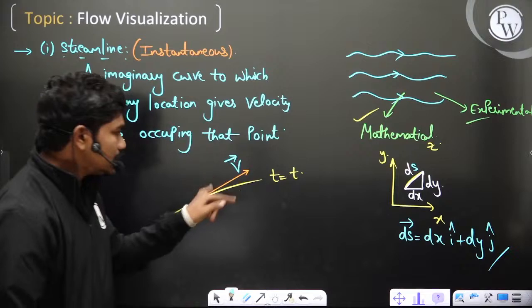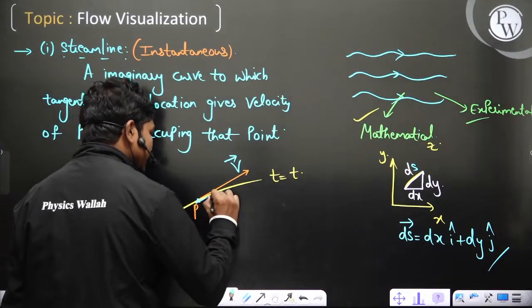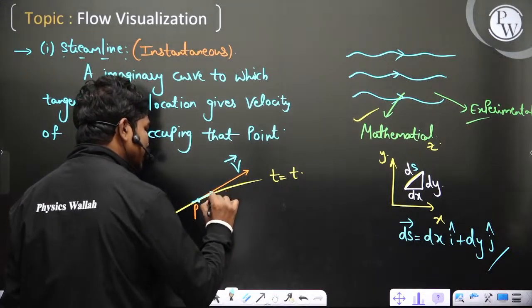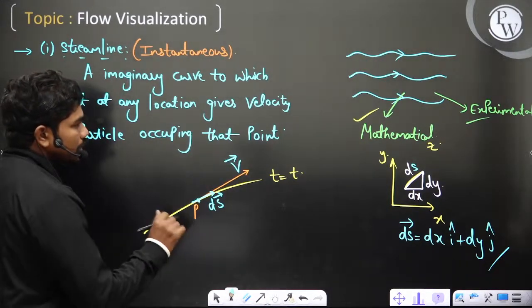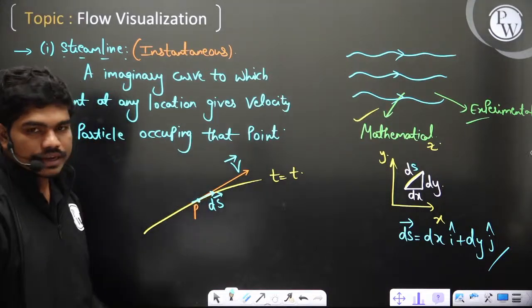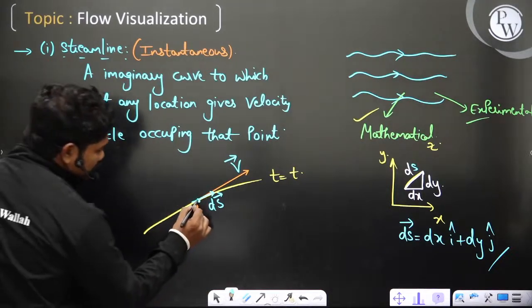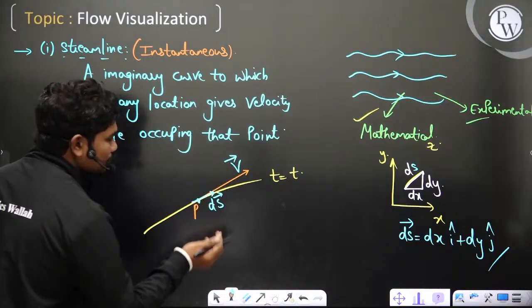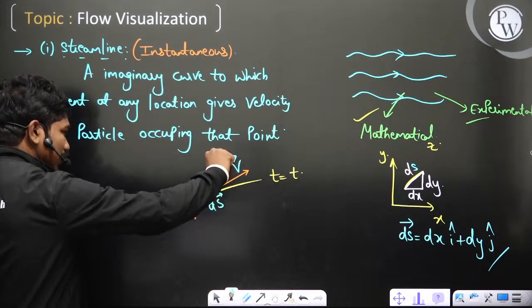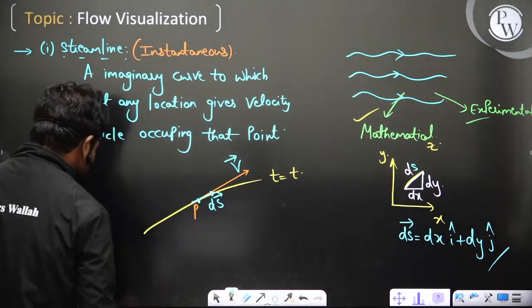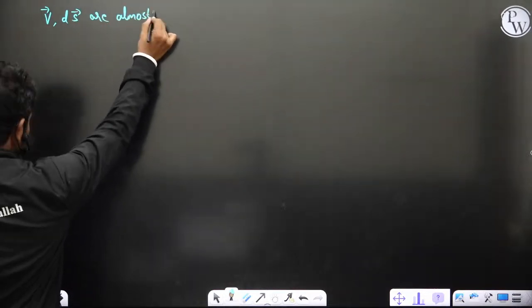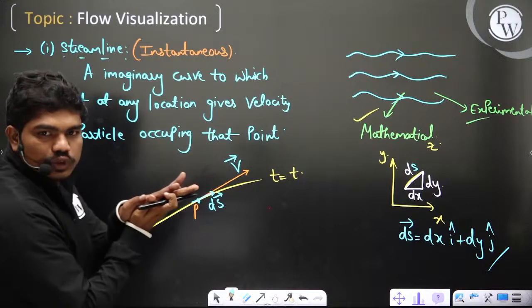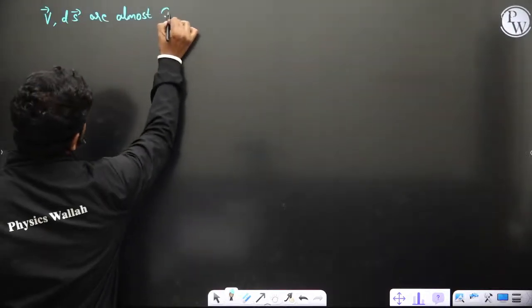Now the streamline here is along this yellow line, so ds bar is the small elemental length we have taken along the streamline. Now tell me one thing: at this point, if you try to find the relation between v and ds mathematically, physically, ds is nothing but the tangent to v. So v bar and ds bar are almost coincidental, yes or no? Because at a particular point, the tangent and the curve lie very close to each other. They are almost parallel, so they are almost coincident.